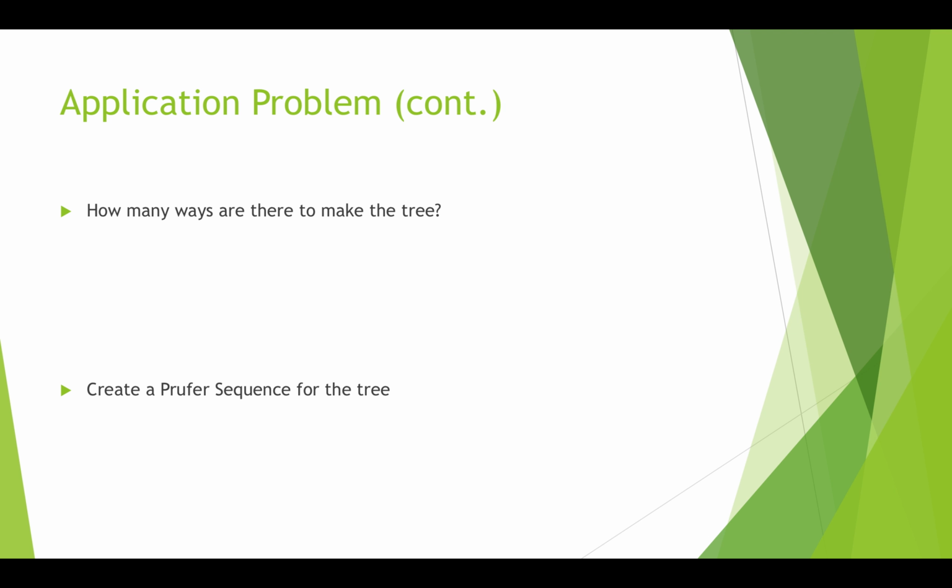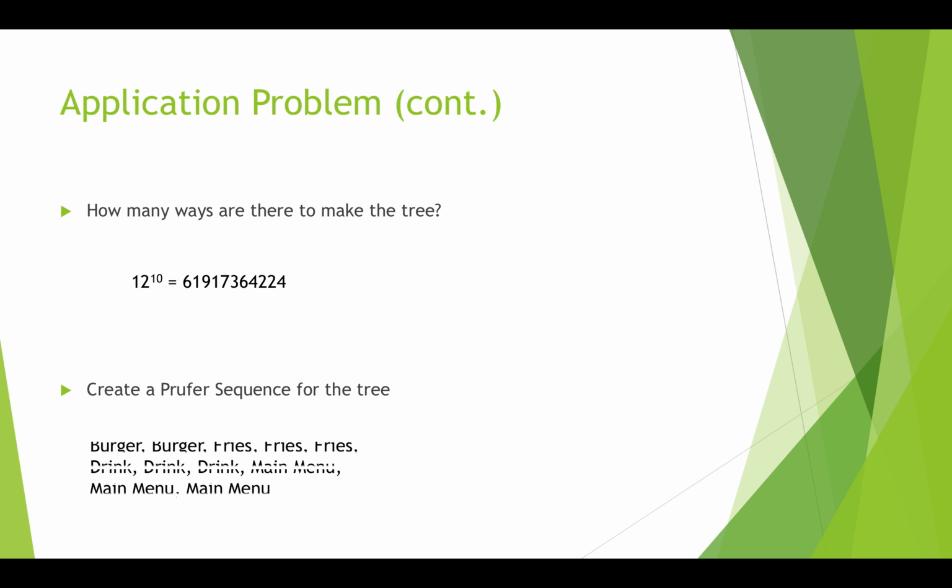All right, now how many ways are there to make the tree? And then we're going to create a proof or sequence for the tree. So there's 12 vertices. We do 12 minus 2 is 10, which is, well, you can read the number on the screen. I'm not going to try to create the words for explaining that monstrosity of a number right there. So a sequence, for example, we take burger and burger, and then fries, fries, fries, drink, drink, drink, main menu, main menu, main menu. That breaks it all the way down, back down to the main menu for us.